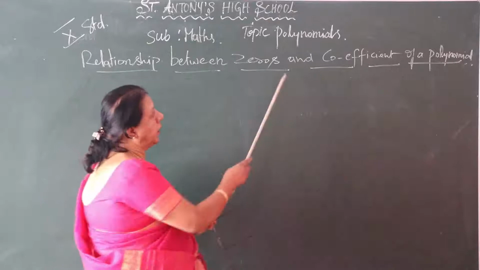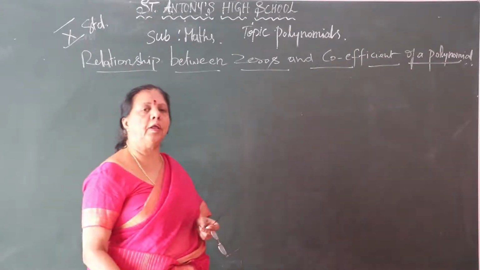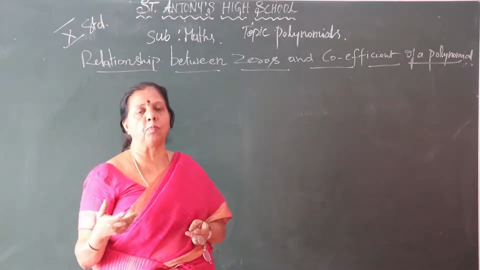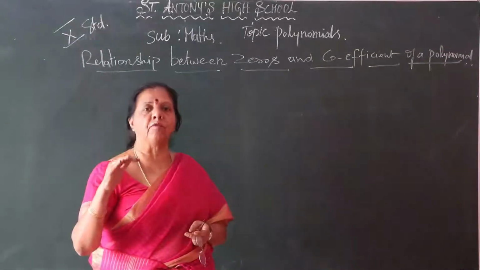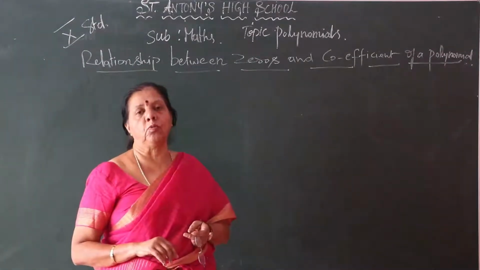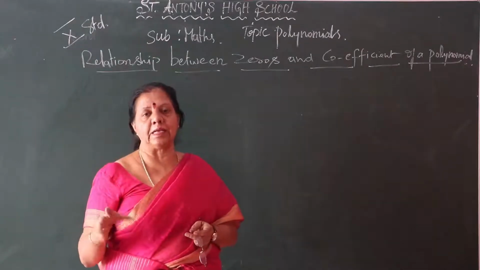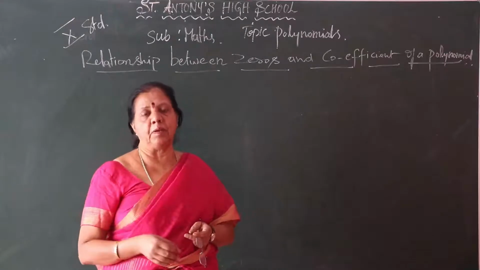Apart from that, also the coefficient of a polynomial. You already learned coefficients: x square, x cube coefficient. The standard form of polynomial you also know, based on degrees. One starts from x, another one is x square, another one is x cube. The same thing is repetition.